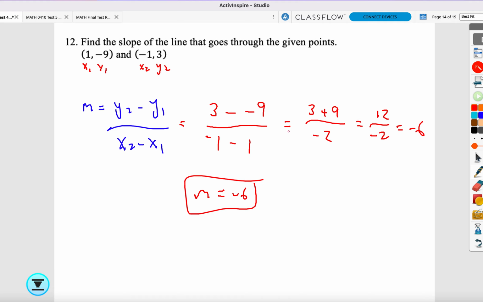You can use a calculator to help you out with the adding and dividing, but do not overthink it, guys. It's simple labeling, simple plugging it in. You have the formula, and then simplify.